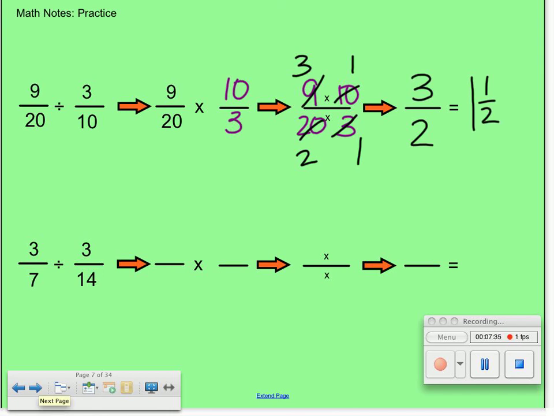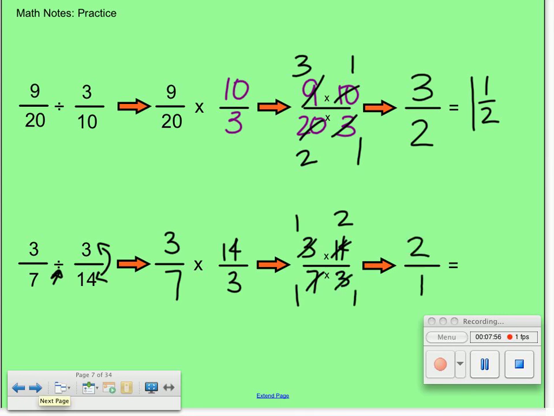Okay, so that's how we get the next answer. Here again, we're going to change the division sign, and then we're going to work with the reciprocals here. So I've got 3 over 7 times 14 over 3. So I've got 3 times 14, 7 times 3. So I've got 2 over 1, which just becomes 2.